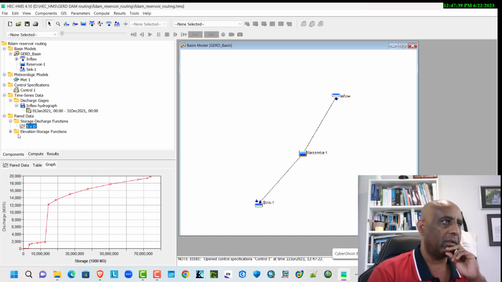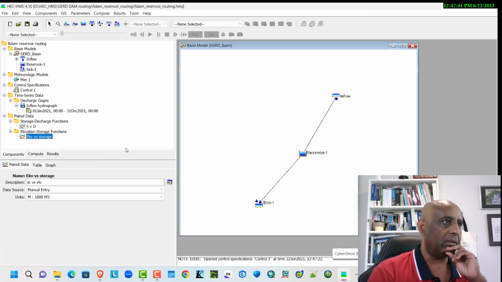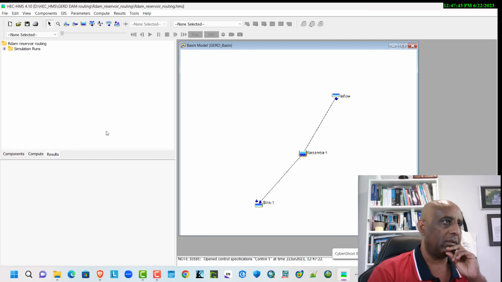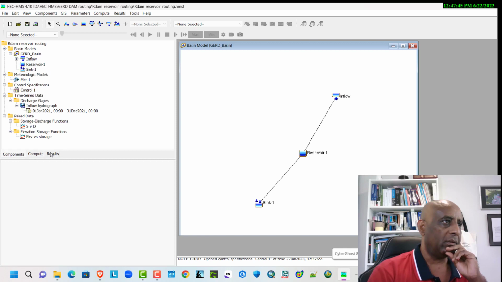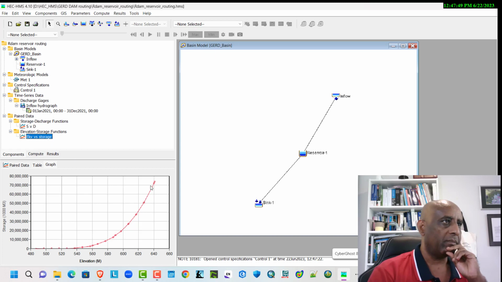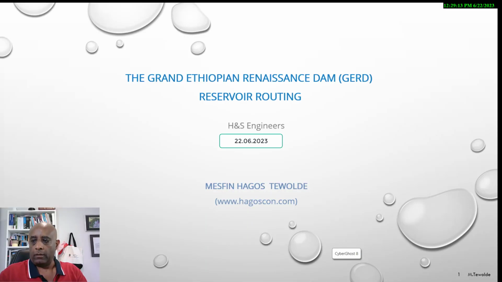Curve. This is the graph of the storage and elevation curve. So these are the things we need to run the model. And the other important thing here.